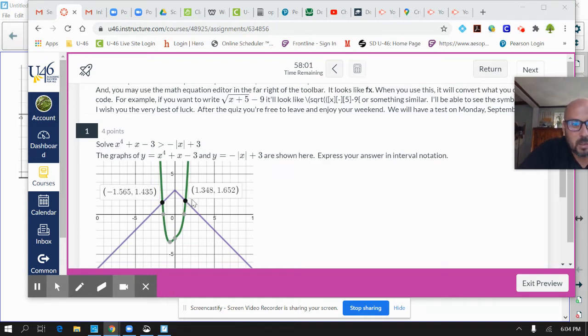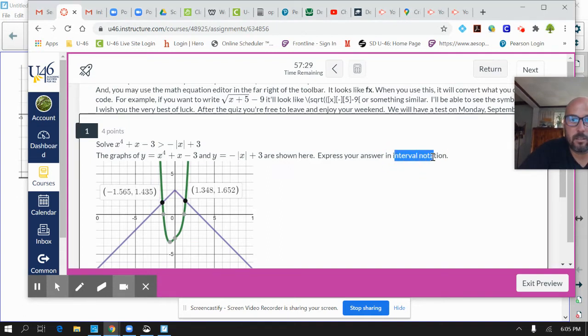But if x were 1.349, the x to the fourth function would be greater than the absolute value function. And that pattern continues forever until infinity. So part of my answer is x values greater than 1.348. But then also over here, all the x values less than negative 1.565. These y values should not be used at all. And you need to express your answer in interval notation.